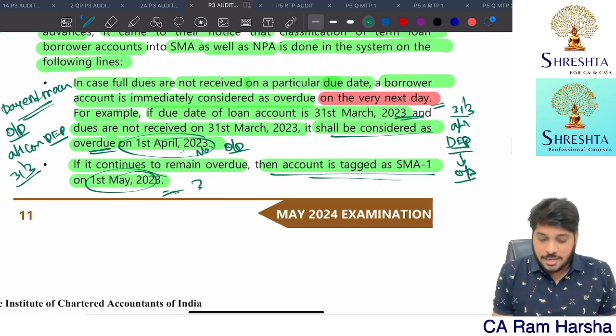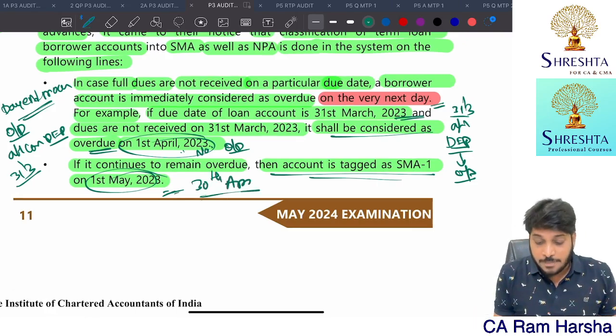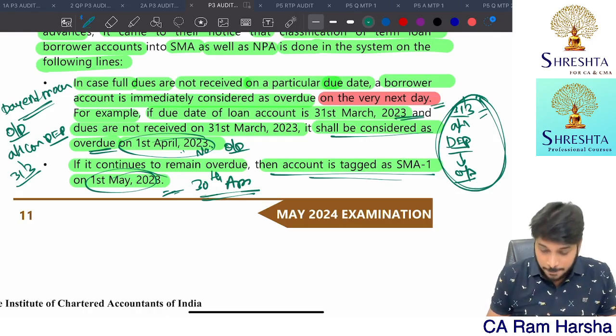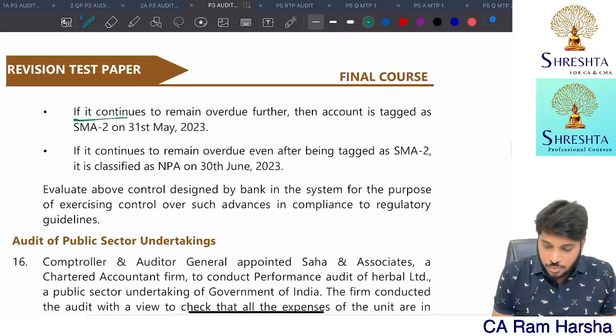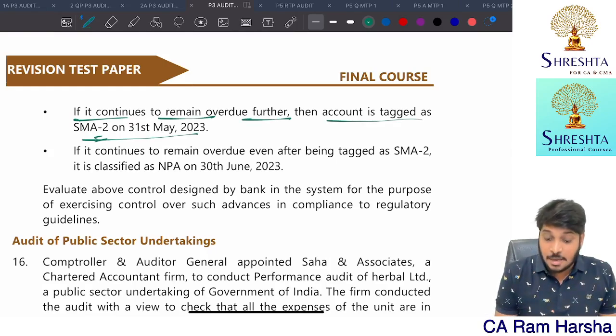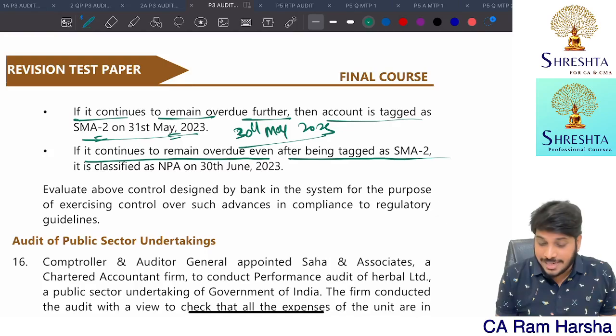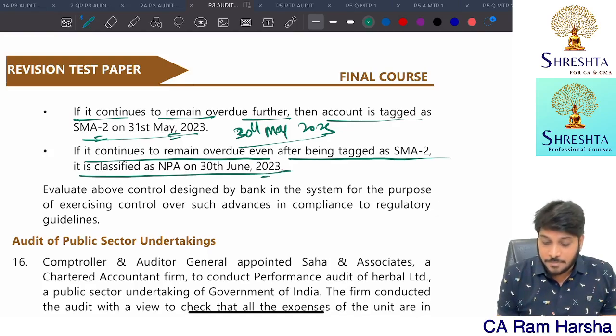So actually, SMA 1 classification must happen on 30th April, because the overdue should be classified as per RBI rules on 31st March itself. And if it continues to remain overdue, then this account is tagged as SMA 2 on 31st May. No. It should be tagged on 30th May itself. So one day late everywhere. If it continues to remain overdue even after being tagged as SMA 2, the NPA classification should be done on 29th June.